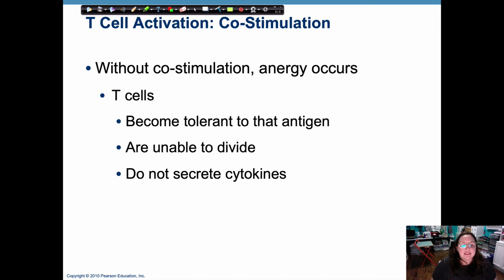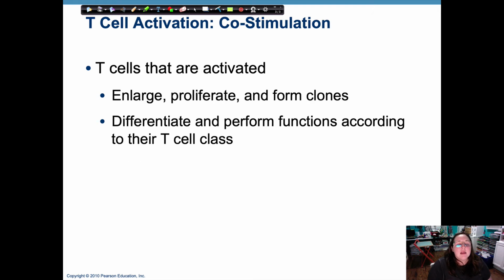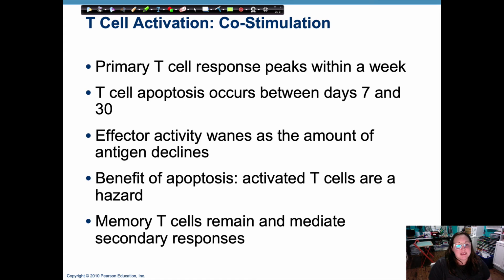So this makes the T cell not divide into memory cells and into other helper T cells. And so therefore it's not going to secrete cytokines. Therefore it's not going to provoke cytotoxic T cells or B cells to continue on with the immune response. T cells that are activated, however, are going to get bigger. They're going to divide and they're going to produce clones. And then again, some of them are going to differentiate into helper T cells and others into memory T cells.